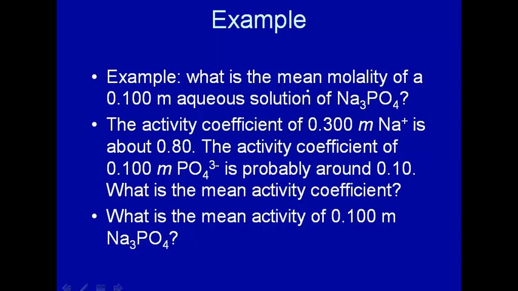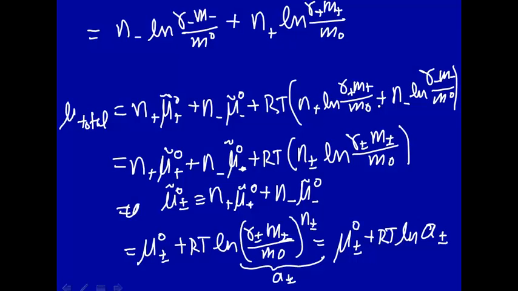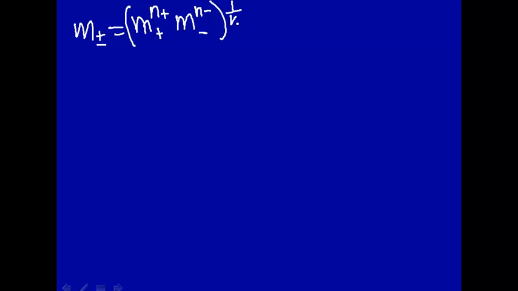What is the mean molality of a 0.1 molar aqueous solution of Na3PO4? Okay, so remember the mean molality, that would be the m plus minus. That's the molality of the plus species raised to the n plus, times the molality of the negatively charged species raised to the n minus, and all this is raised to the 1 over n plus minus.